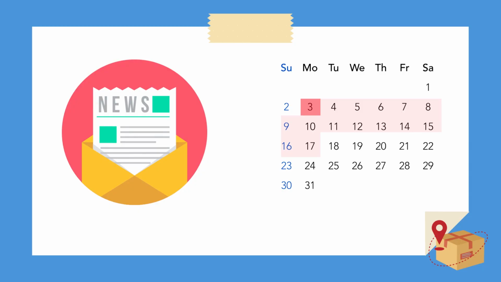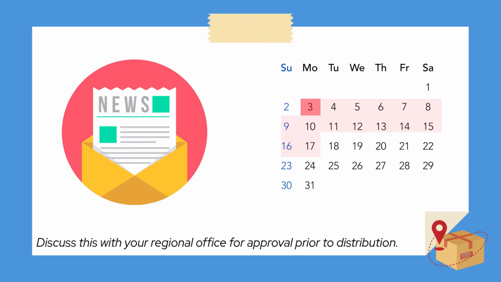Smaller community systems, like those serving an apartment building or condominium units, may be able to use a local newsletter for residents and renters, instead of a town newspaper. Make sure to discuss this with your regional office for approval prior to distribution.